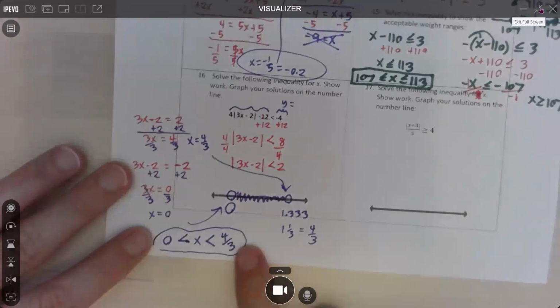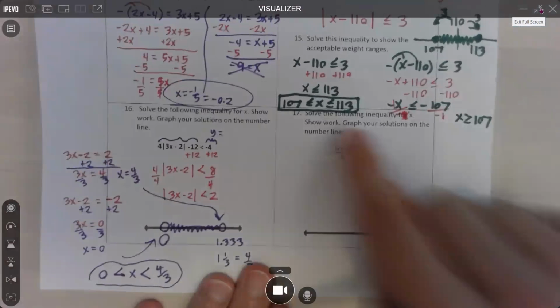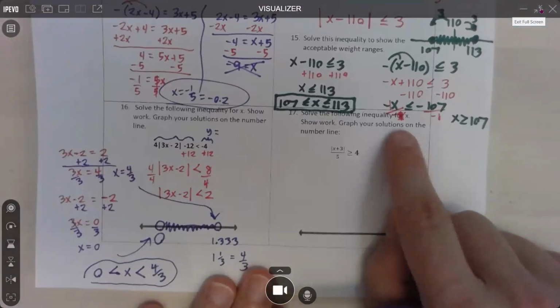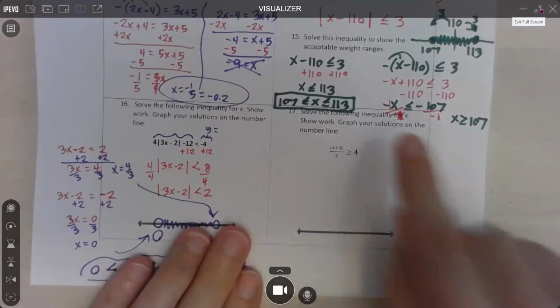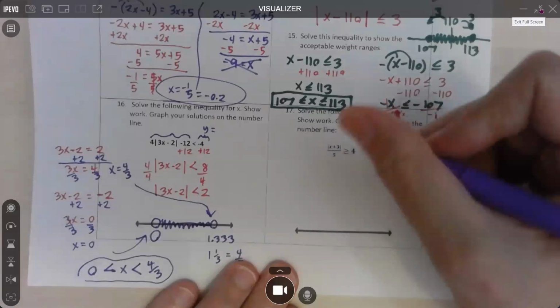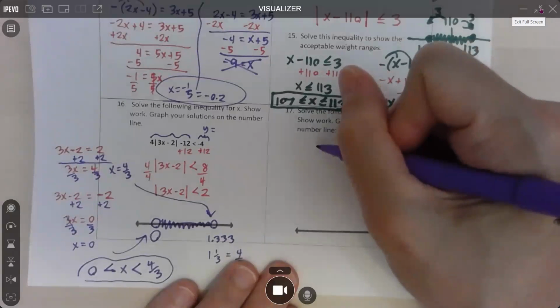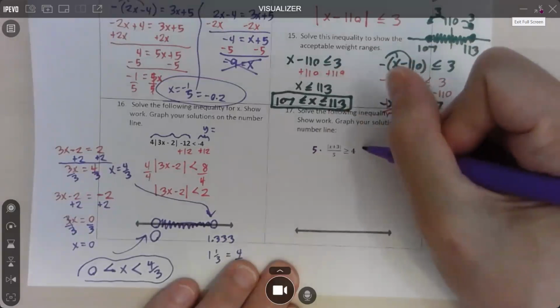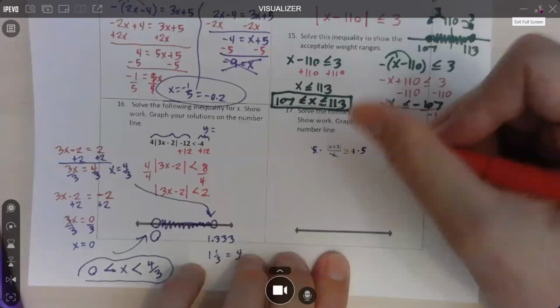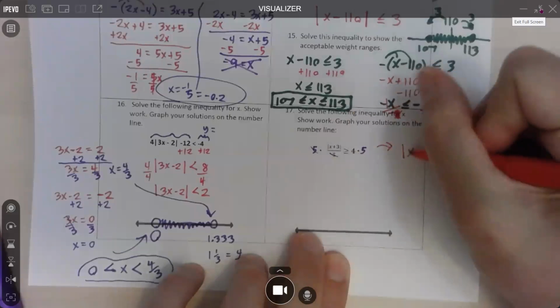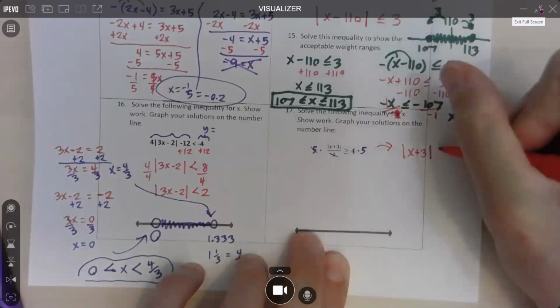All right, last one on this page. Number 17, solve the following inequality for x. Show work. Graph your solutions on the number line. This one, I don't like this 5 hanging out here, so I'm going to multiply both sides by 5. And that's going to give me 20. So that'll cancel that out. So I have absolute value x plus 3 is greater than or equal to 20.